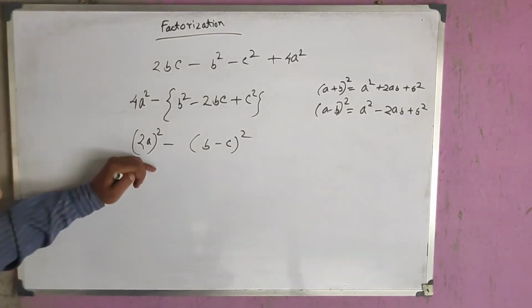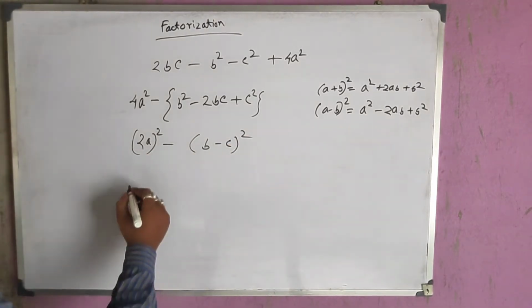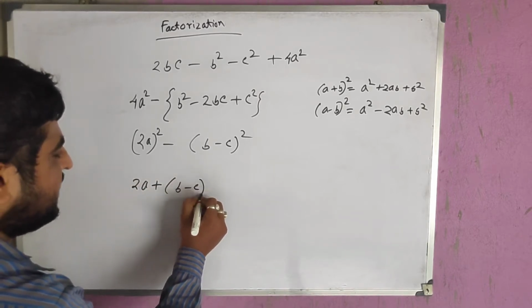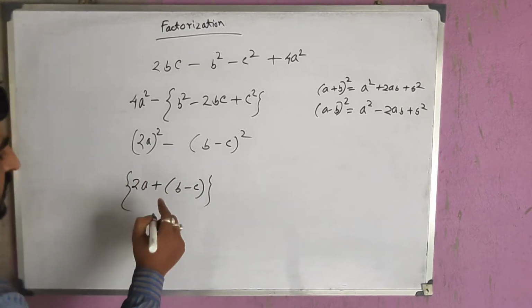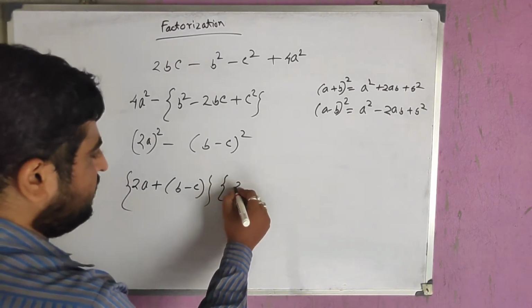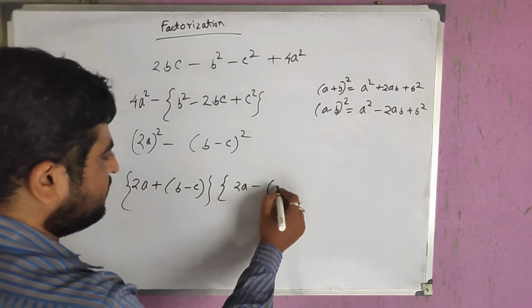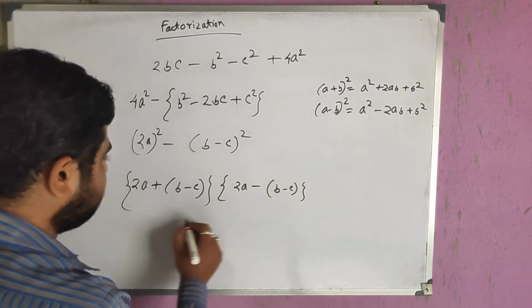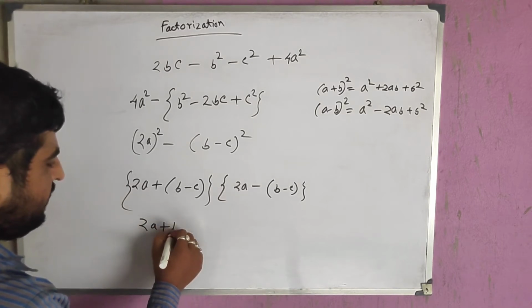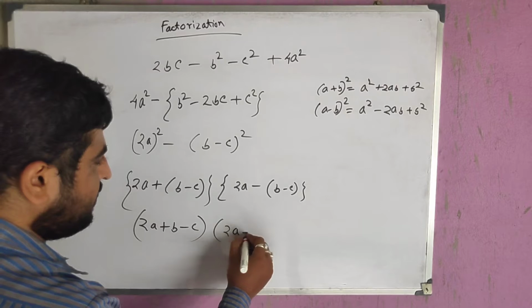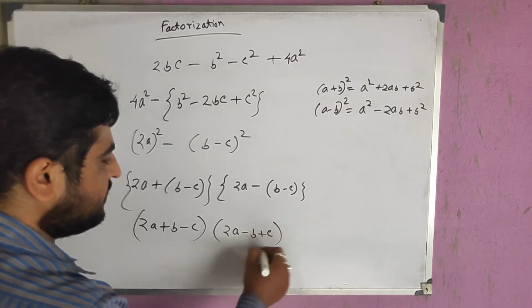So again it is a square minus b square. So a plus, write it in a bracket because there are two terms; you can make a mistake of sign. Now a minus b. So in the place of a there is 2a, minus b minus c. So 2a plus b minus c, and 2a minus b plus c.